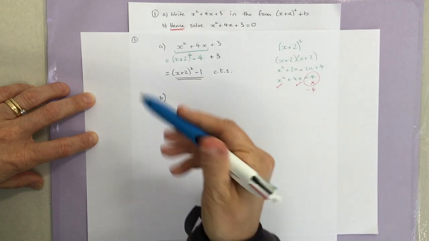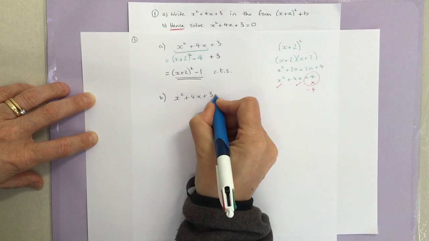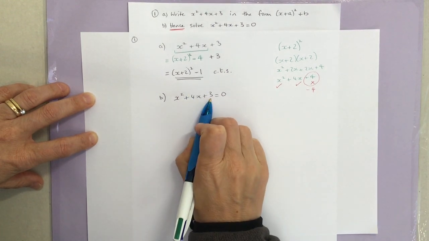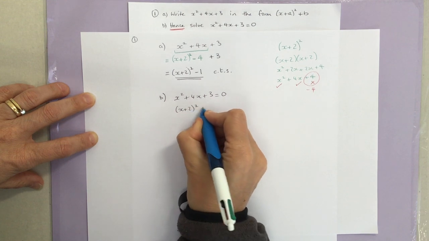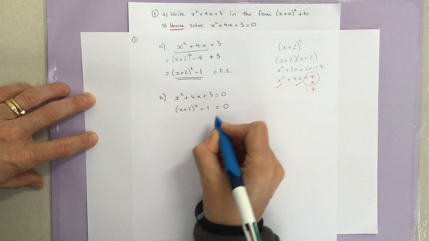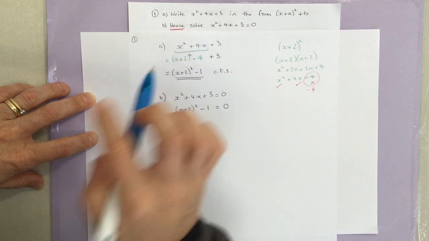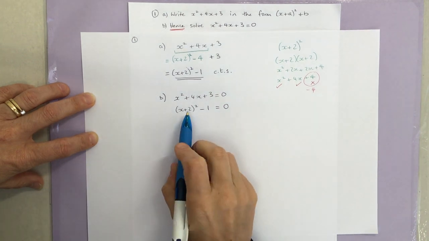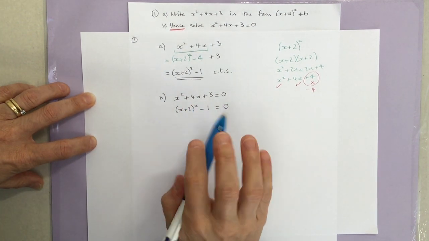Okay, so we're looking to solve x squared plus 4x plus 3 equals 0. So I can replace this left-hand side now with this part A expression. So that's equivalent to x plus 2 all squared minus 1 equals 0. And now I'm solving this. And solve means find the x value or the x values. So I want to get x on its own. So now I'm looking at changing the subject here, rearranging this.